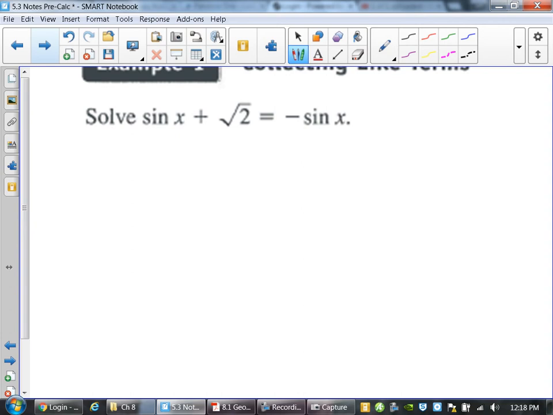So, again, you're back to an equation with variables on both sides. What do you do when you have variables on both sides of the equation? Which one are you going to move, a positive one or a negative one? Or negative. So you add sine of x. Now you have 2 sine x plus root 2 is 0.